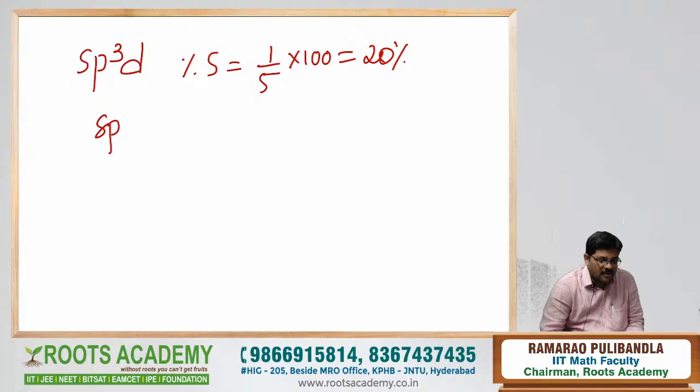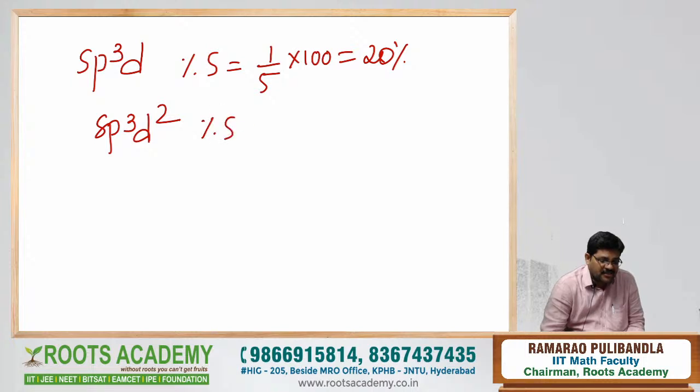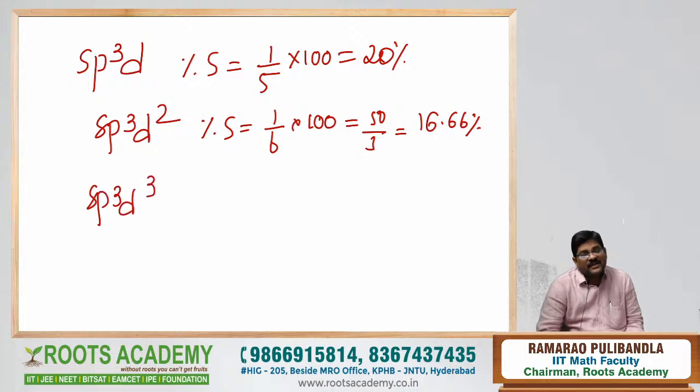And they ask about the percentage of the S character in sp3d2 hybridization. Percentage of S is equal to 1 by 6 into 100, and simplified you get 50 by 3. 50 by 3 means what do you get? So that becomes 16.66% of S character in sp3d2 hybridization. Very easy concept.